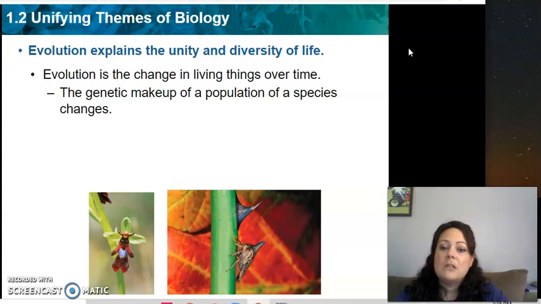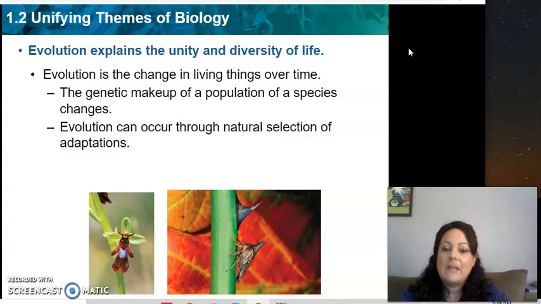So with evolution, the genetic makeup of a population of a species will change. And it occurs through natural selection of adaptations. So those organisms that have the adaptations that better suit them to surviving in the area that they're in are going to survive long enough to pass on their genes to the next generation. The ones that are ill-suited will not reproduce, will not pass their genes on, and therefore they just get culled out of the herd.